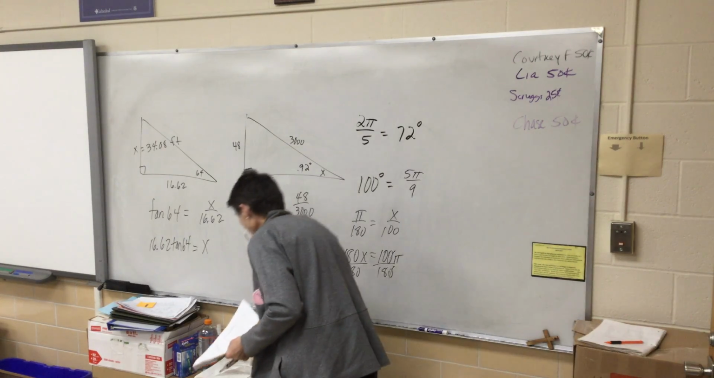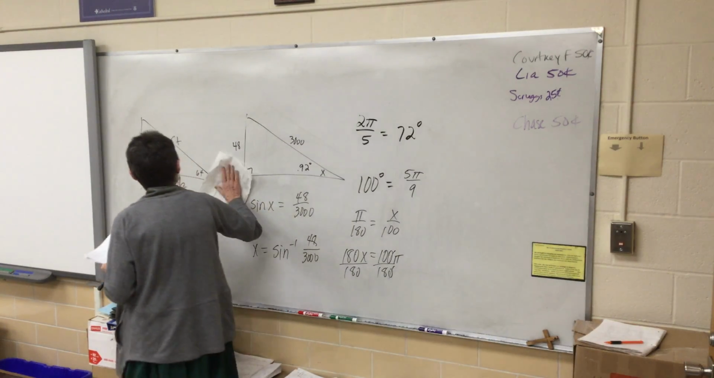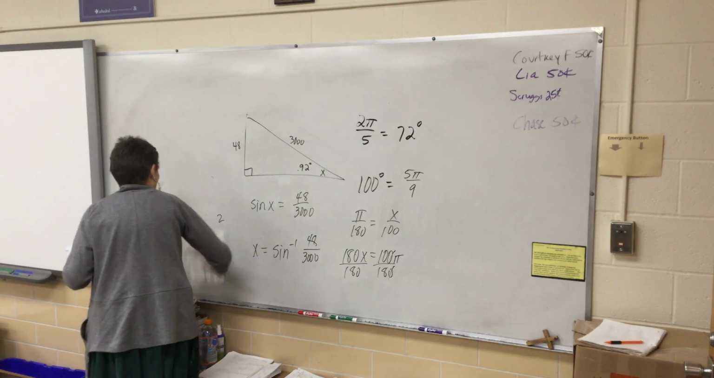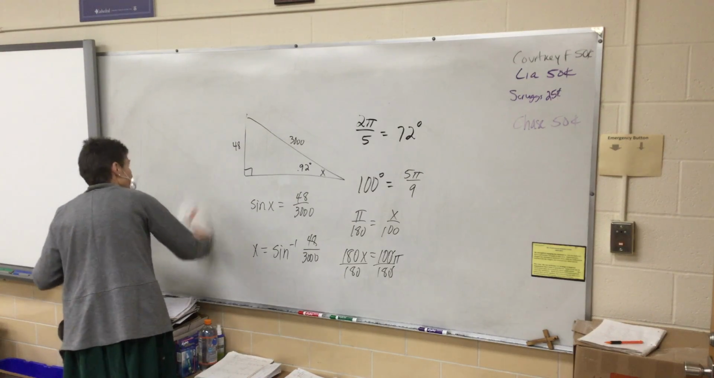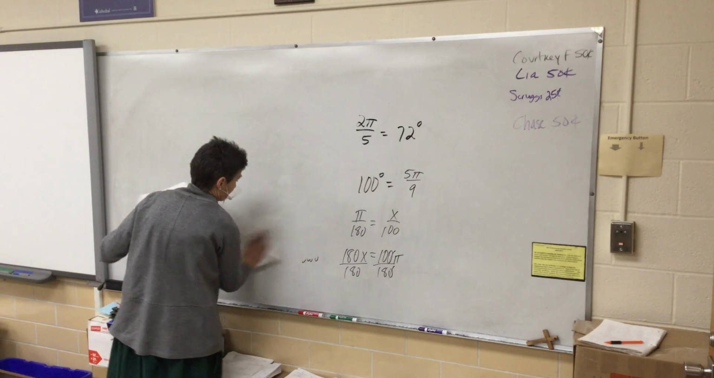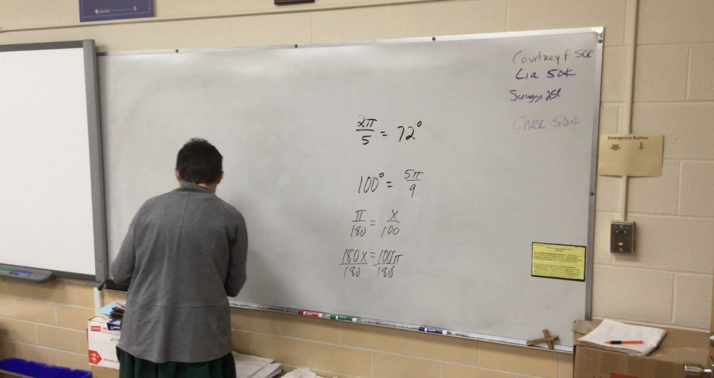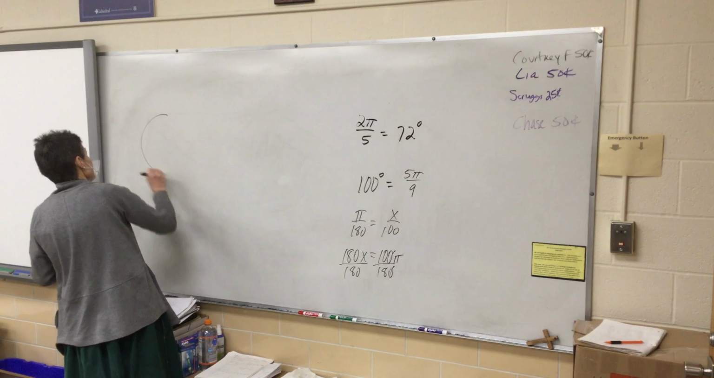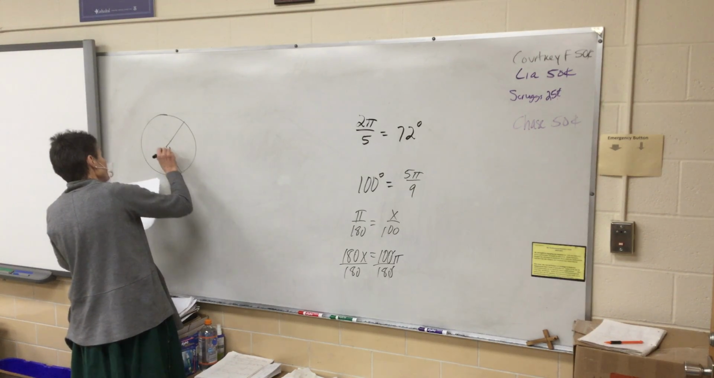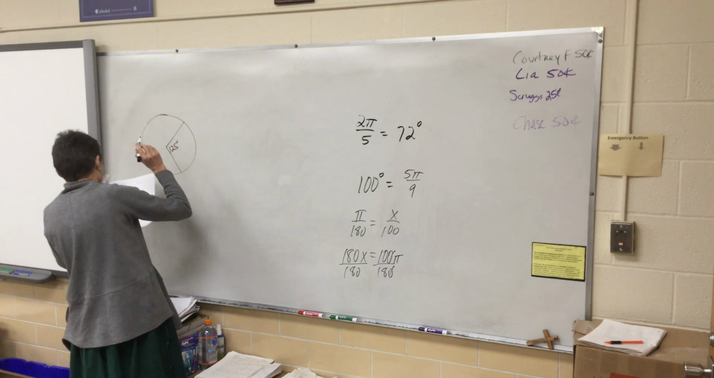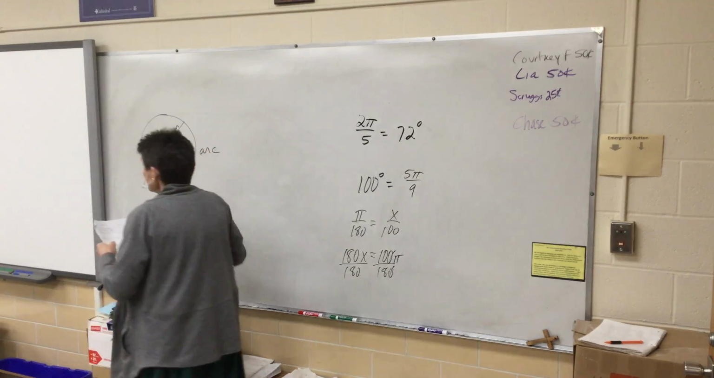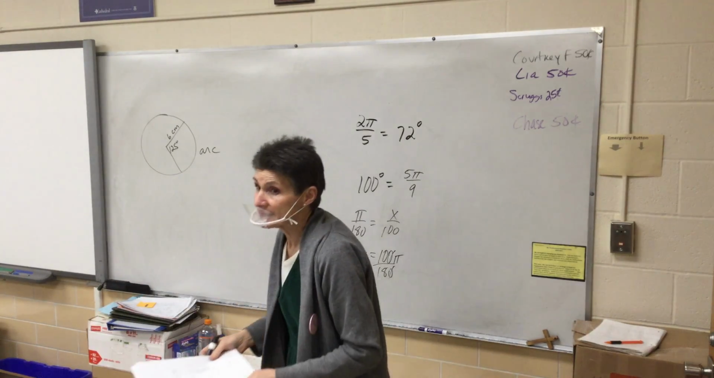Now, number 3 is the tricky one because it has to be done in 2 steps. So at first it looks really easy. You have a circle, the angle is 125 degrees, and the radius is 6 centimeters, and you're finding the arc length. And that seems like it's a very easy problem.